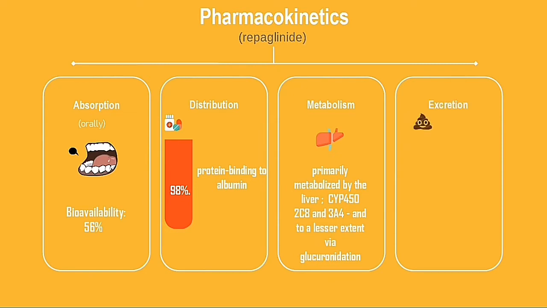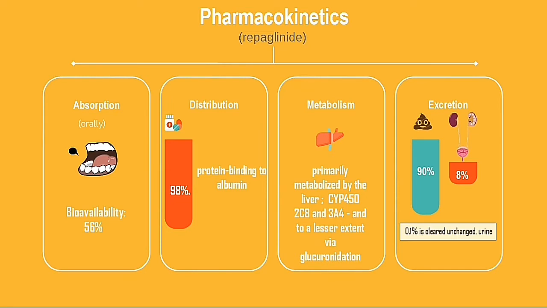90% of me is excreted in the feces and 8% in the urine. 0.1% is cleared unchanged in the urine and less than 2% is unchanged in the feces.